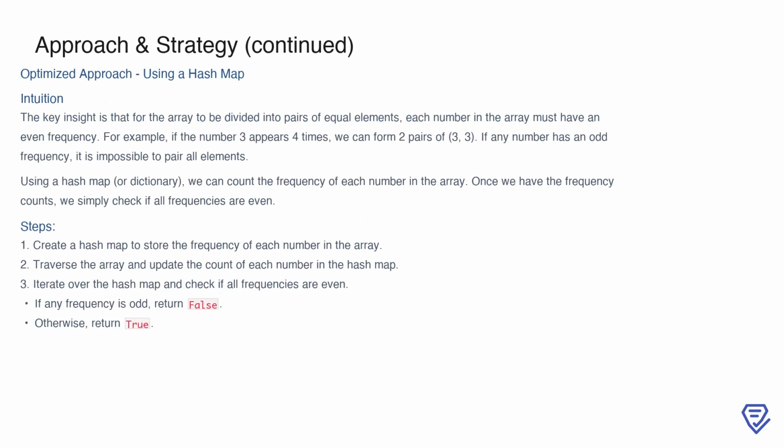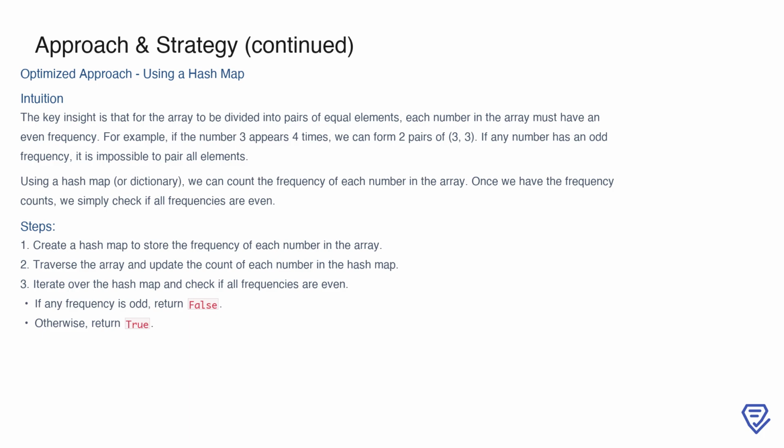Now, let's shift our focus to an optimized approach using a hash map. The key insight here is that for the array to be divided into pairs of equal elements, each number must have an even frequency. For example, if the number 3 appears 4 times, it can form two pairs of 3, 3. But if any number appears an odd number of times, forming complete pairs becomes impossible. Using a hash map, we can count the frequency of each number in the array efficiently.